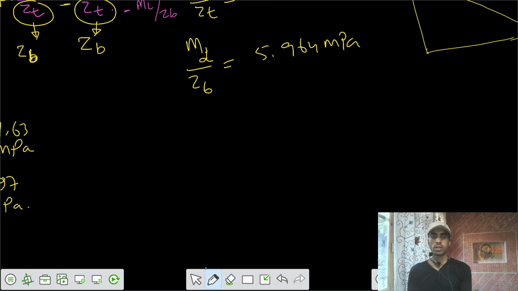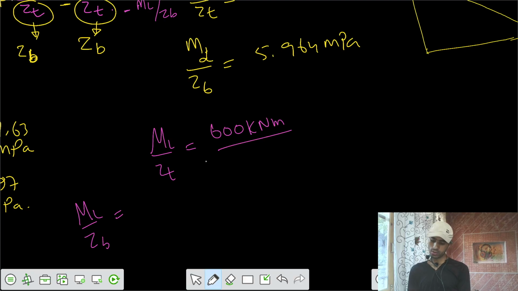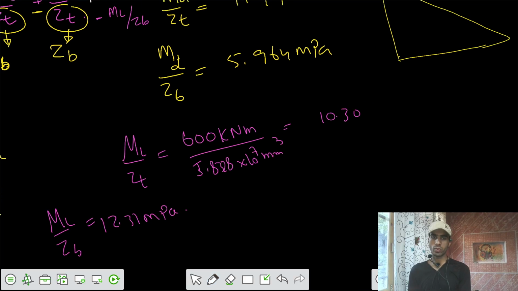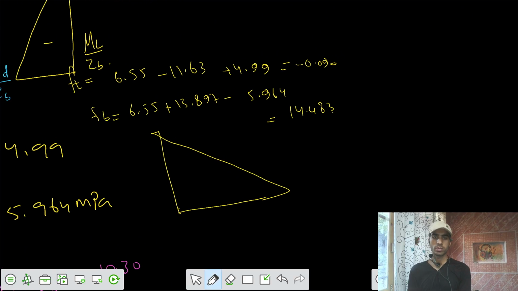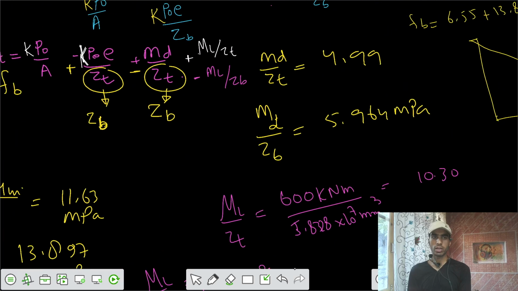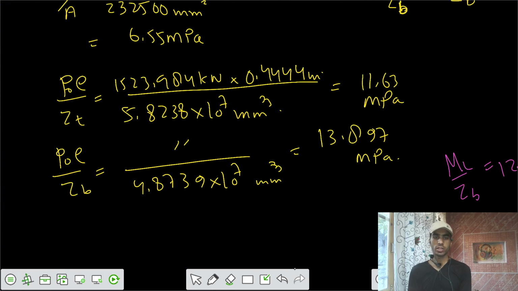Now we need to say what M live by Z top and M live by Z bottom are, so we can solve those values. M live was 600 kilonewton meter, and Z top was 5.8328 times 10 to the power 7 millimeter cube, and that gave a value of 10.30, and this one a value of 12.31 megapascal. Now we have to add these two values in the final calculations, so your stress has to get changed.